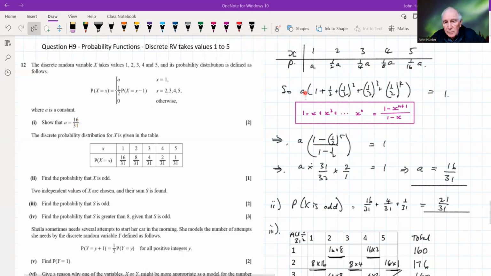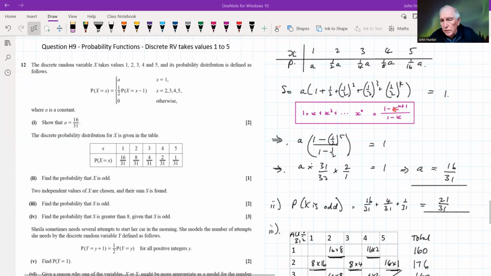The way I've done it here, basically I've said, well, let's add all these up, and I've just done it as a series here. A into 1 plus a half squared plus half cubed plus a half to the power of 4. That's all going to equal 1. And then I've used this identity that we should be familiar with from algebra. That's the sum of 1 plus x, etc., up to x to the power of n equals this identity here.